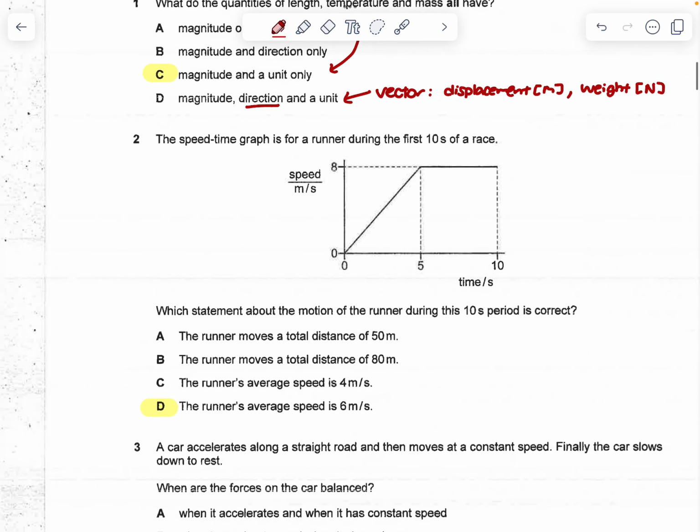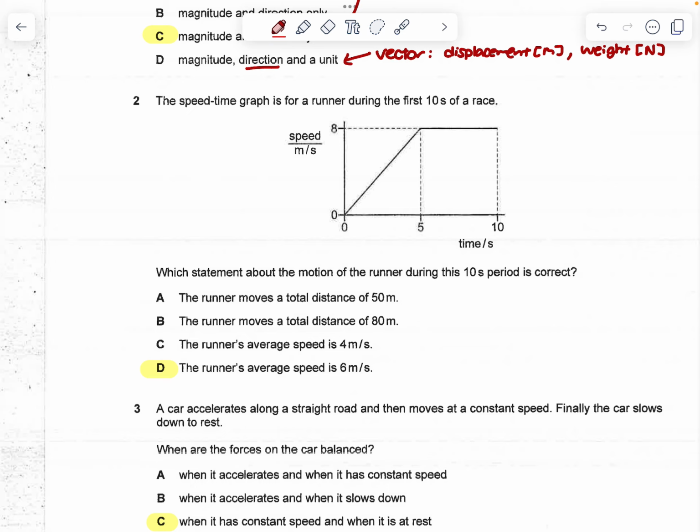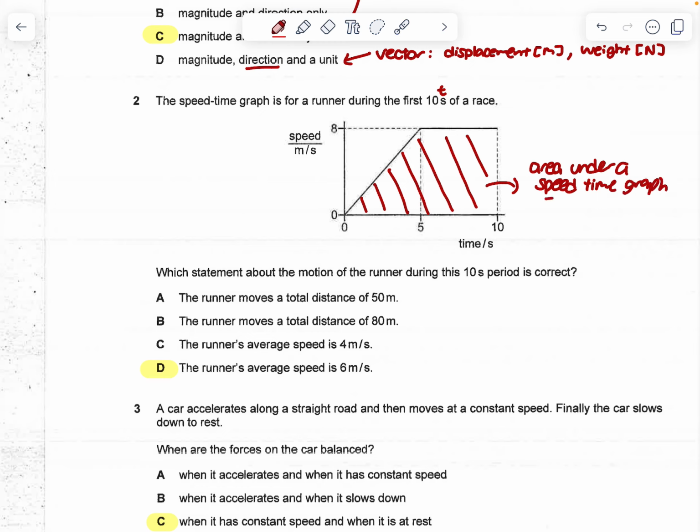Question 2. The speed time graph for a runner during the first 10 seconds of the race, t, is shown. Which statement about the motion of the runner during this 10 seconds period is correct? So as we know, the area under a speed time graph is equal to distance.